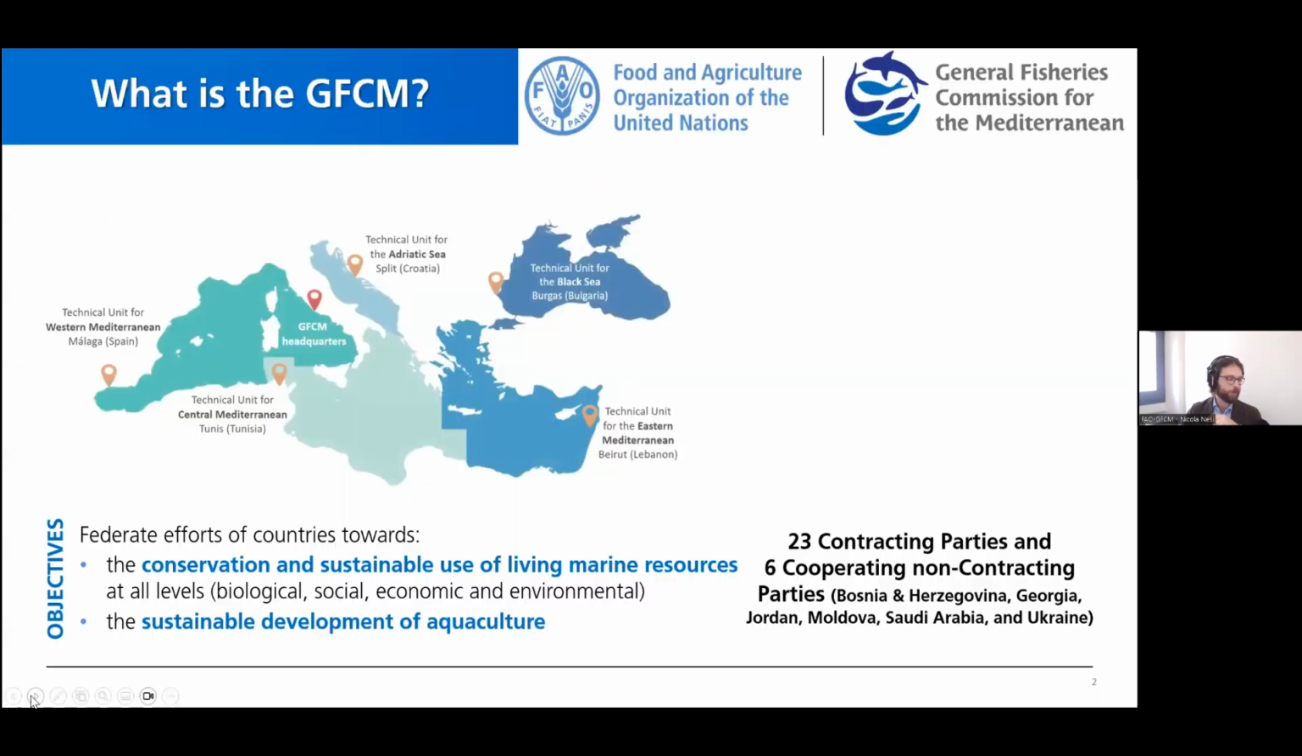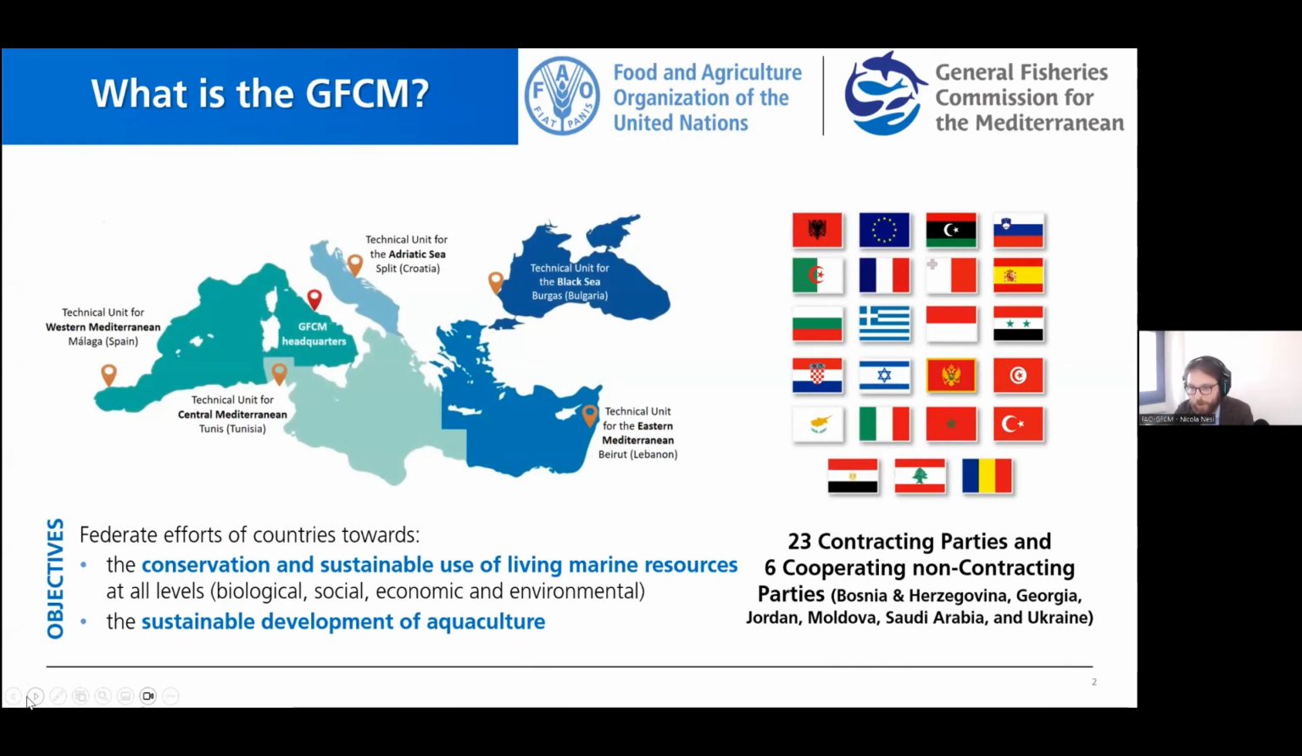Right, so by way of introduction, we are one of those regional bodies that Garabet was talking about, which include non-EU members. The GFCM is a regional fisheries management organization created by the FAO in 1949. Our purpose is to provide the countries of the Mediterranean and Black Sea with a forum where they can federate their efforts towards the conservation and sustainable use of living marine resources at all levels, and promote the sustainable development of aquaculture in the region. We currently have 23 contracting parties, which you can see here, and 6 cooperating non-contracting parties.